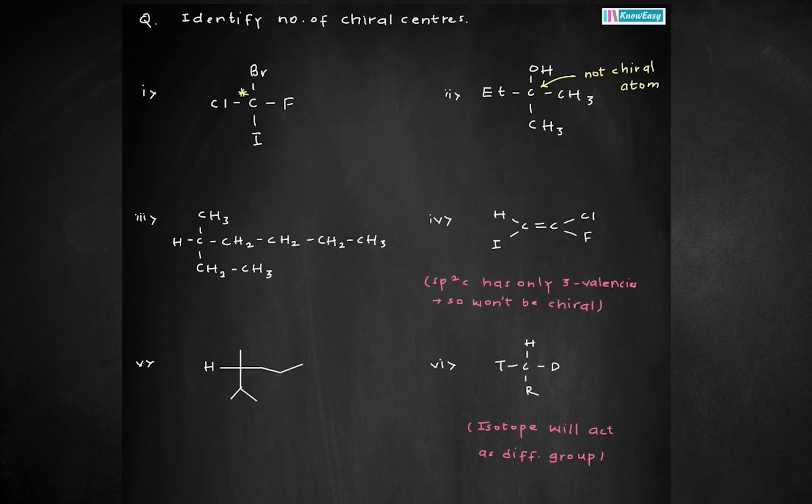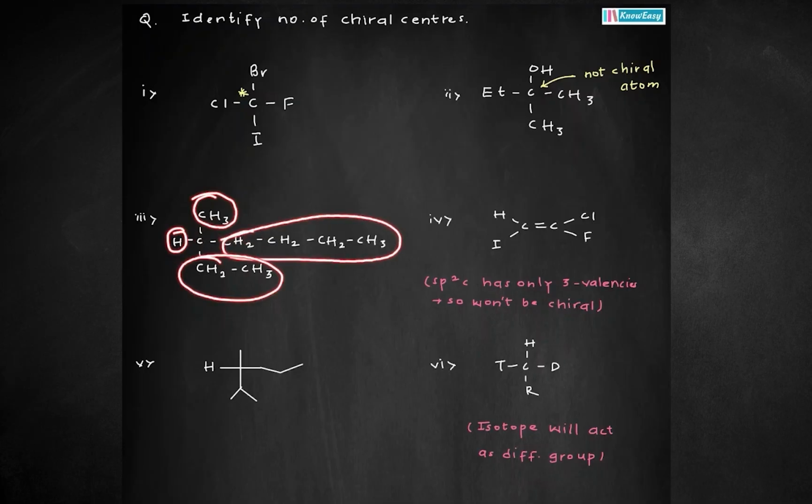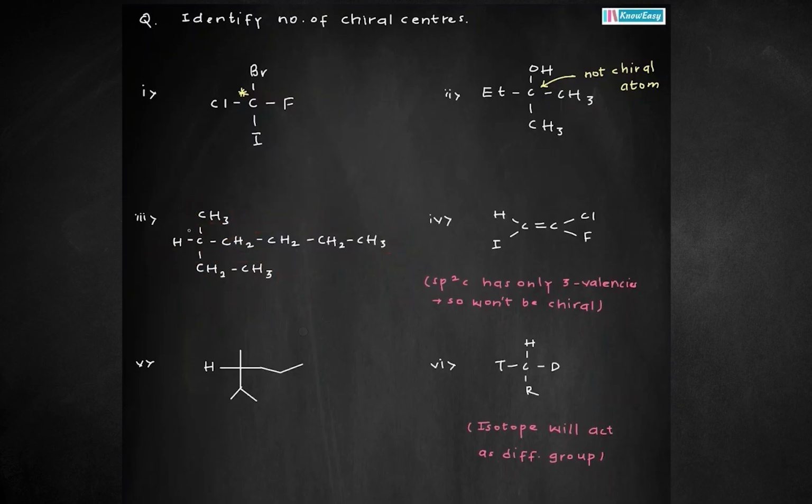Okay, now look at question number 3. This is the central atom, which is sp3 hybridized. This is the first part, this is the second part, this whole group is the third part, and this ethyl is the fourth part. So all four groups are different, so we can call this particular carbon the chiral atom.